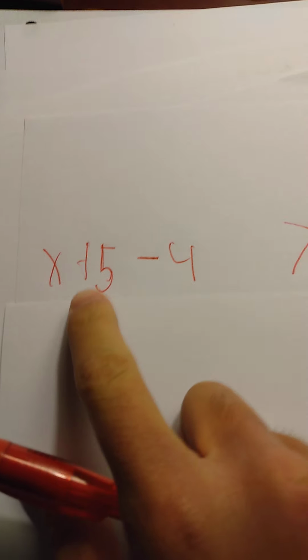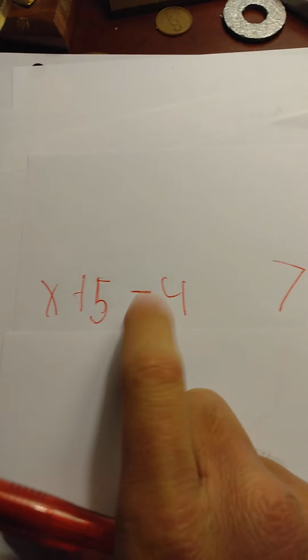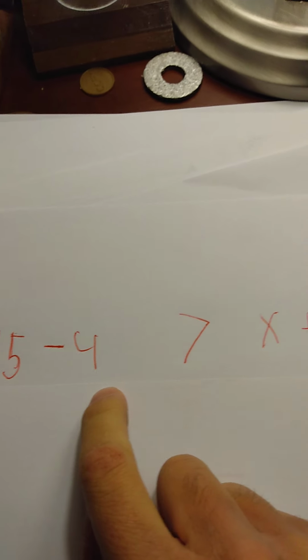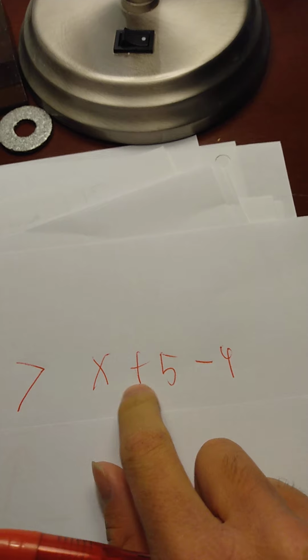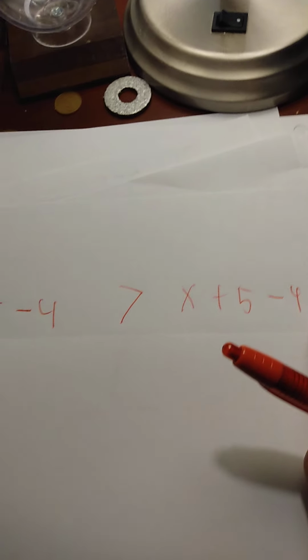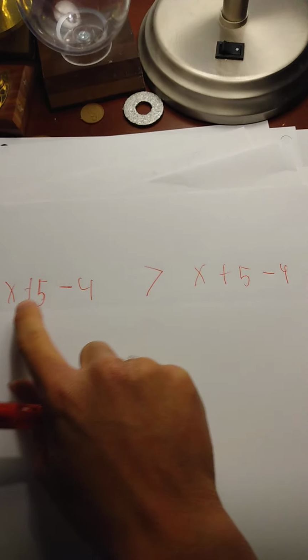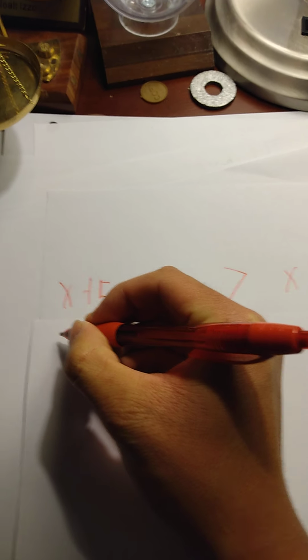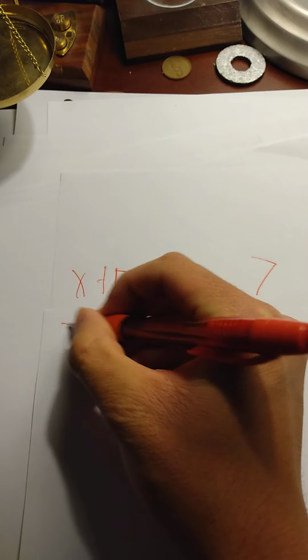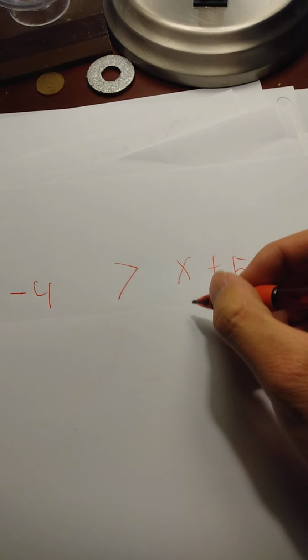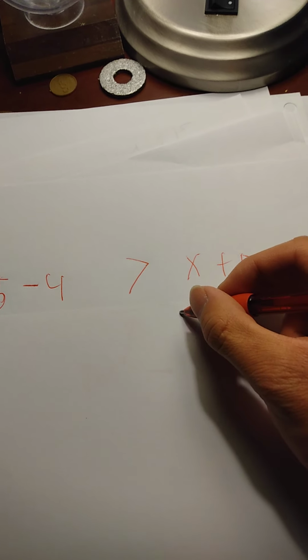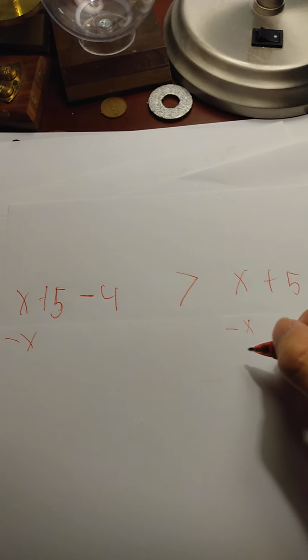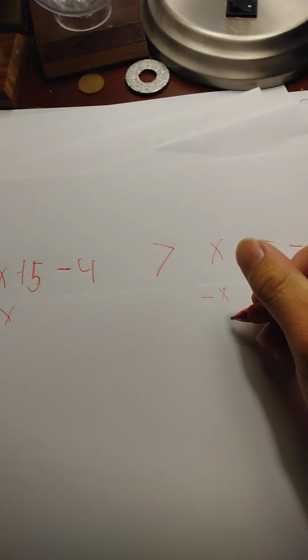So here's another one. Do you think x plus 5 minus 4 is greater than x plus 5 minus 4? Let's try it. So here's that x here, and we usually work with the variables. And we minus that x here, and we also have to minus this x here. We will both get zeros.